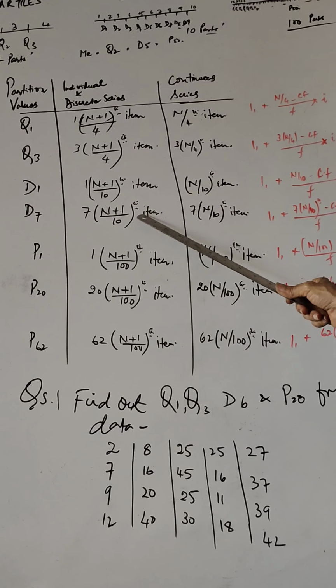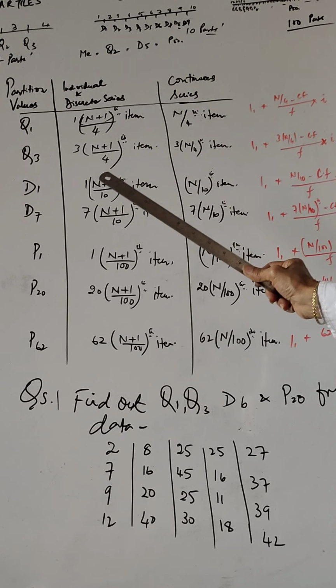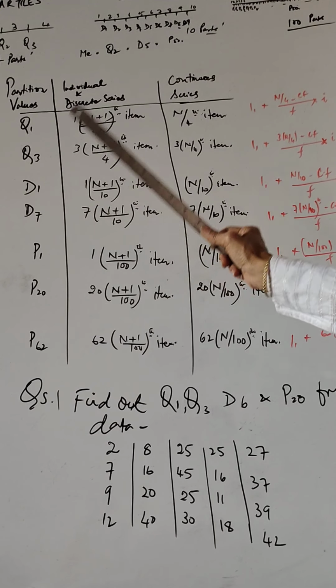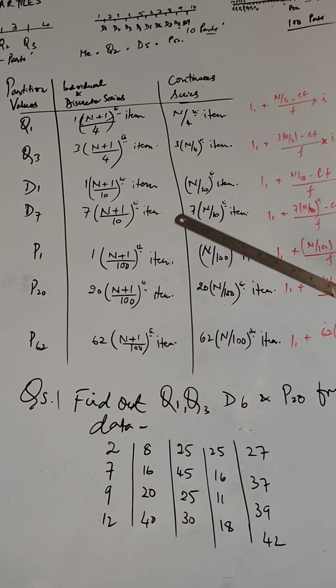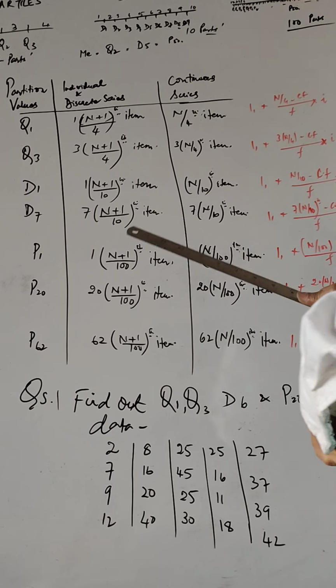I'll also tell you one thing. If you add up the frequency of the D7 class and the cumulative frequency of the previous one, you will get the cumulative frequency corresponding to the D7 class interval. Just go through it and see if you can do that.